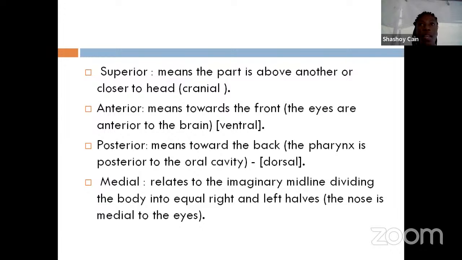Just like how you have the anterior, what do you call it? The little gland that is the master gland, what's that gland called? Pituitary gland, right? And you have the posterior. So it's front and back. Posterior means towards the back. For example, the pharynx is posterior to the oral cavity, and that's the throat, right?